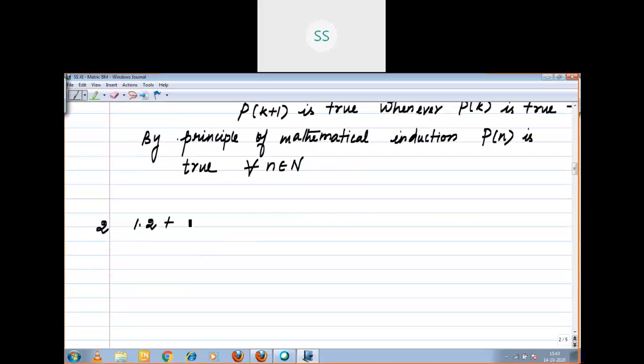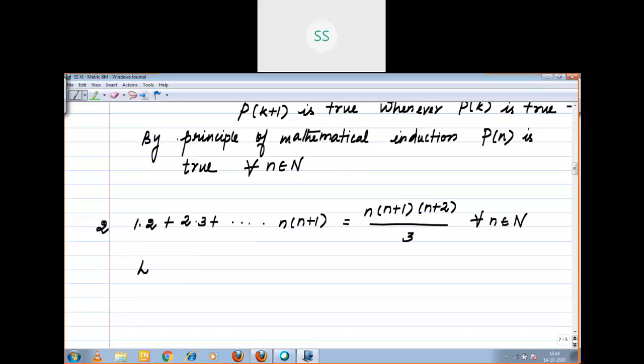Question number 2. 1 into 2 plus 2 into 3 plus etc. n into n plus 1 equal to n into n plus 1 into n plus 2 divided by 3 for all n belongs to capital N. Here also the same. Let P of n denote the statement. That means what it exists in the left side. Denote the statement.